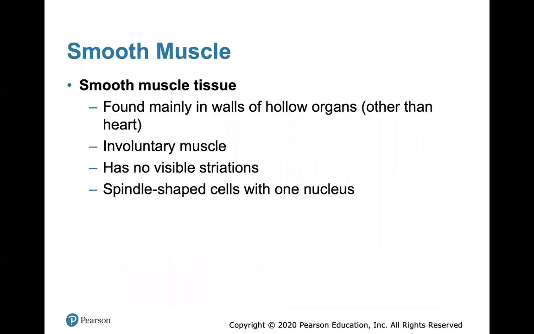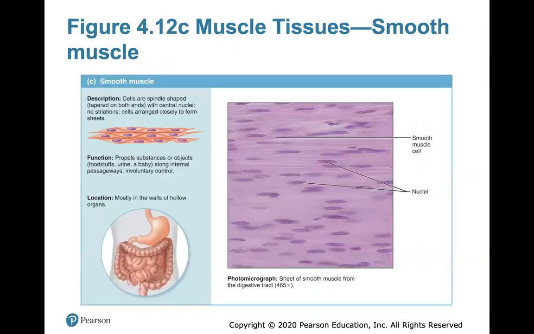Smooth muscle is also involuntary. It's found mainly in the walls of hollow organs. It does not have striations, and it has spindle-shaped cells with one nucleus. So one nucleus and spindle-shaped cells, meaning they're kind of thicker in the middle and they're tapered at the end. Involuntary, found in your stomach, intestines, uterus.